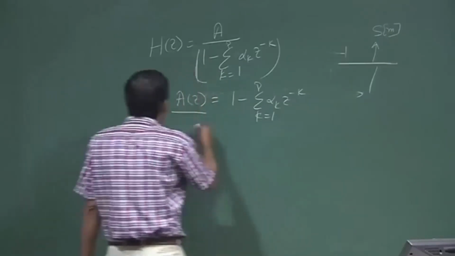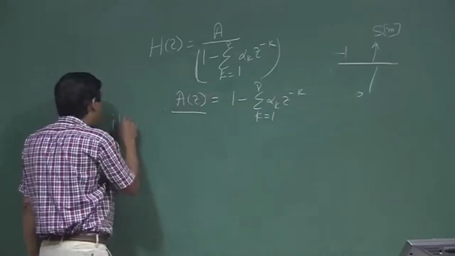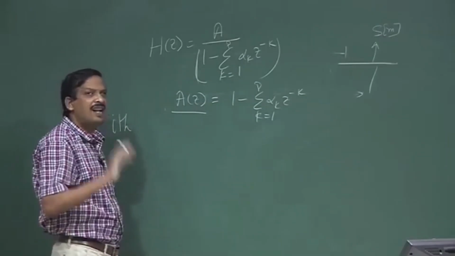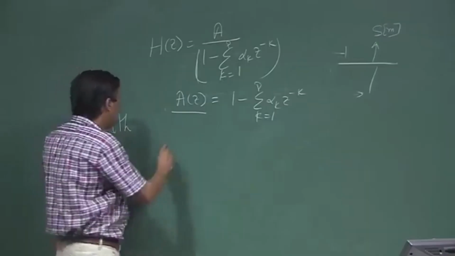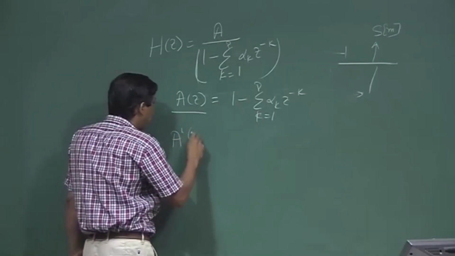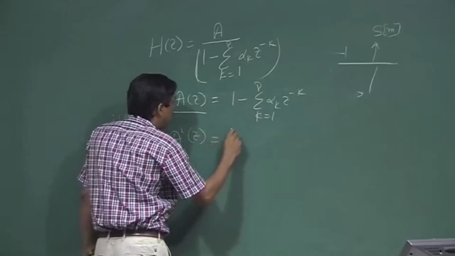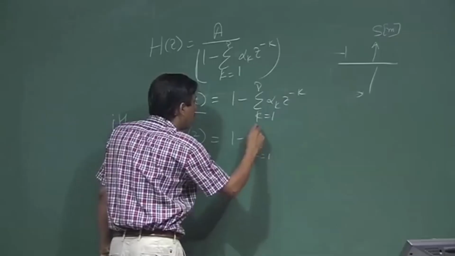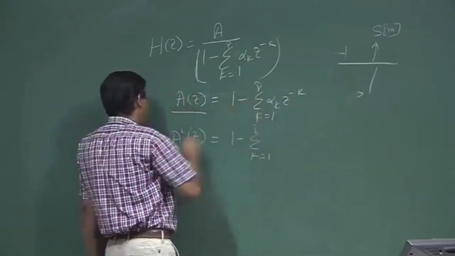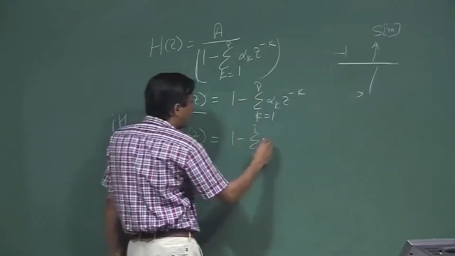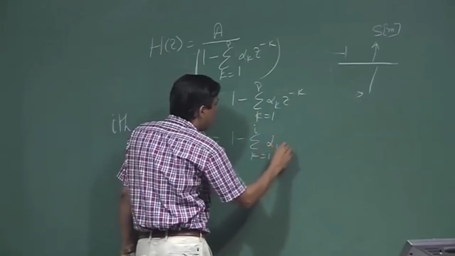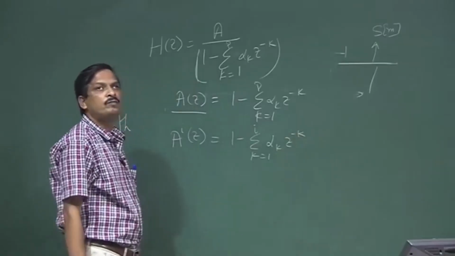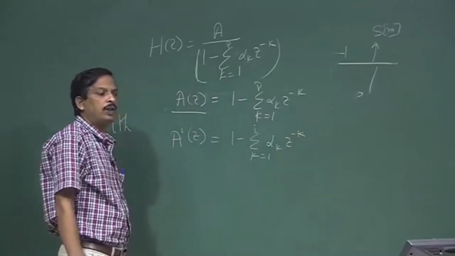I want to use an ith order predictor. Then I can say A i of z is nothing but 1 minus the sum from k equal to 1 to i of alpha k z to the power minus k. If it were the pth order predictor, the sum would go to p; for the ith order predictor it goes to i.